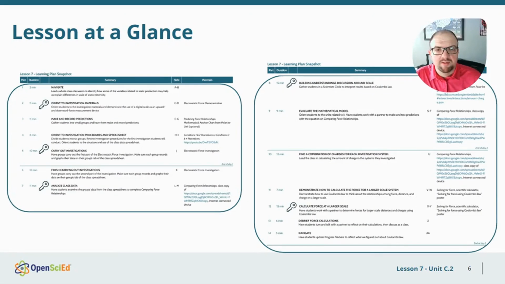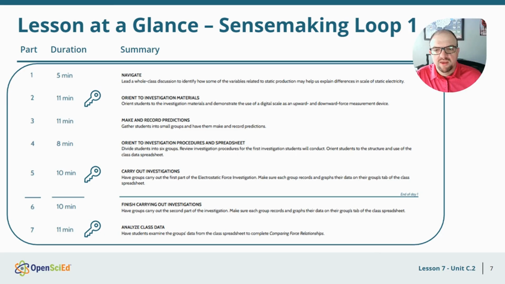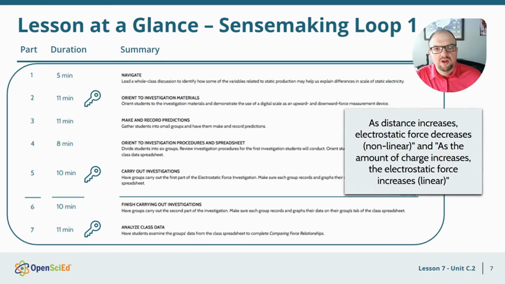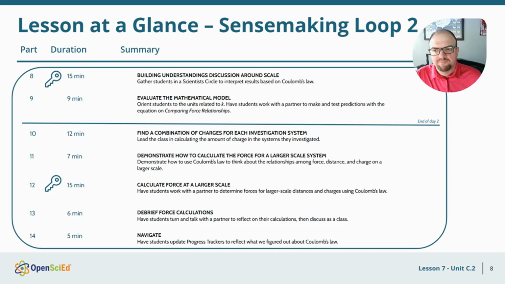I view this lesson as happening in 2 distinct sense-making loops across 3 days of instruction. In the first loop, we navigate from the storm context to a controlled lab setting. We investigate by collecting data on how distance and charge affect the force. From here, we figure out that as distance increases, electrostatic force decreases in a nonlinear way. But as charge increases, the force increases linearly. This leads us to wonder, how can we represent these relationships mathematically?